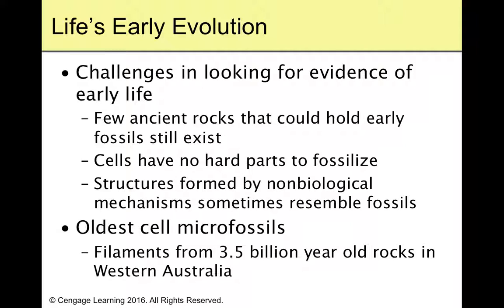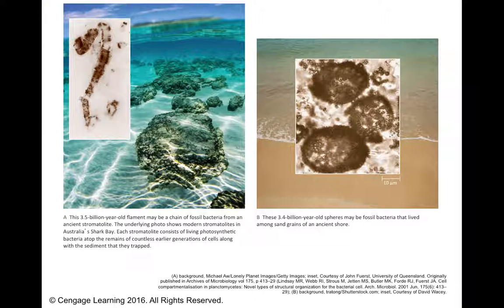So we're pretty certain that we've got some good fossils of filaments. Filaments like maybe from some algae or something. 3.5 billion years old are these rocks in Western Australia that we're going to have a pretty good date on. And here's how we get that idea. There's a 3.5 billion year old filament, and it might have been a chain of fossil bacteria from an ancient stromatolite. So the photo under here is the fossil they got of a filament, of algae or something like that, some sort of cell.